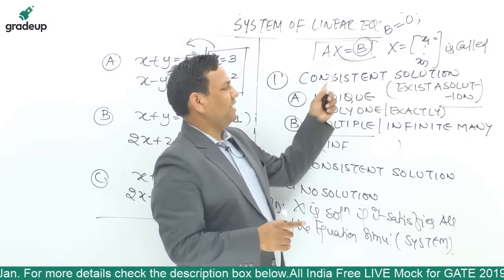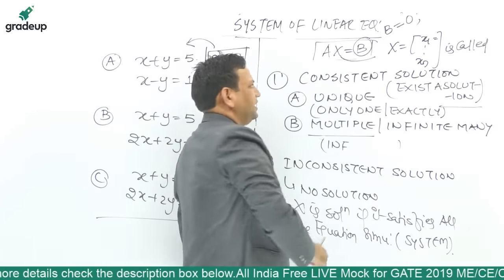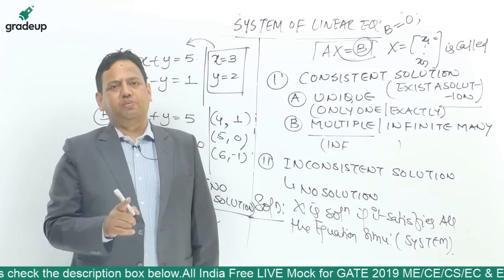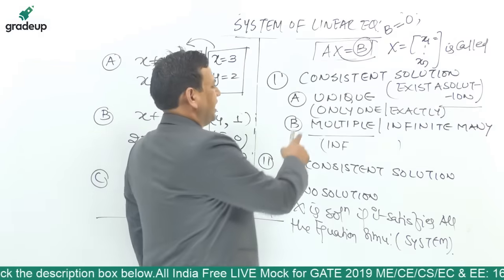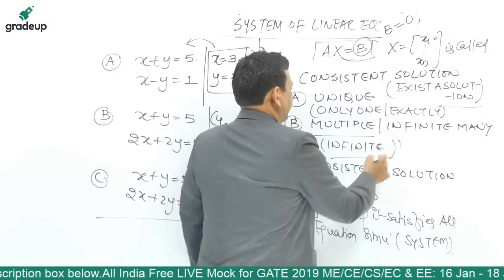So it means if at least one value is not 0 out of b1, b2, up to bm, then we are saying this is a system of linear equations which is a non-homogeneous linear system. So 100% either there will be a unique solution or infinitely many. There is no other condition.